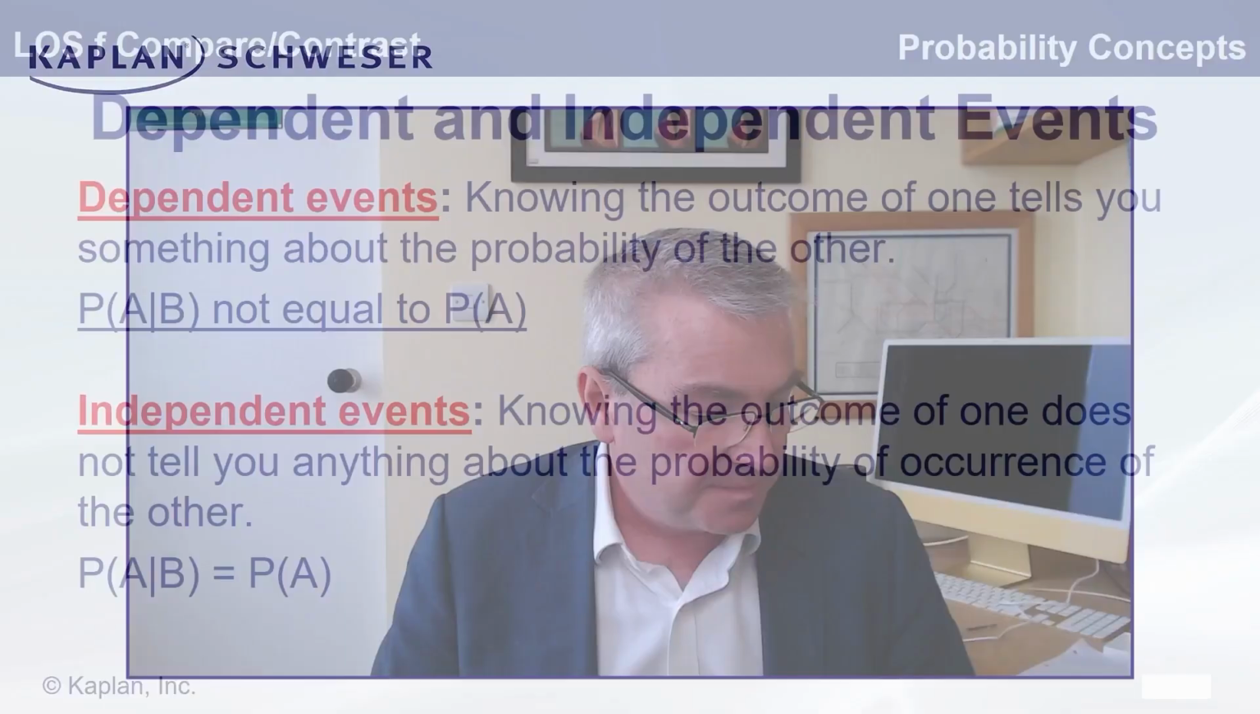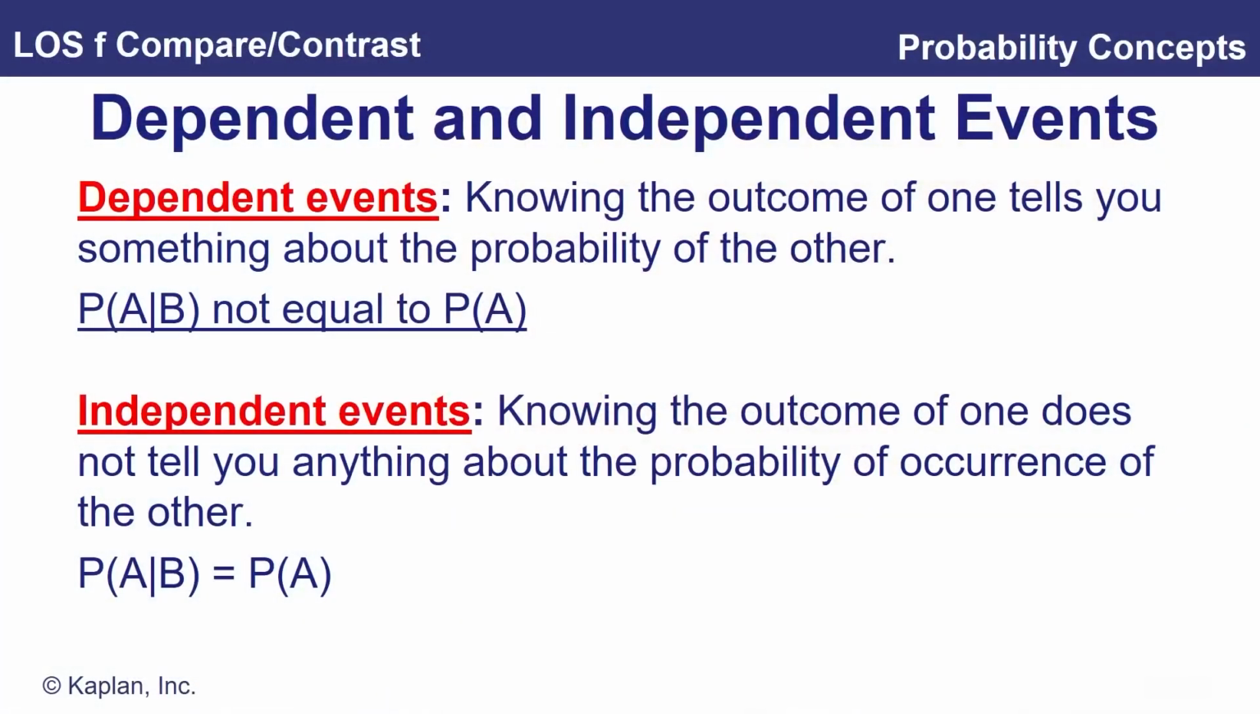Hello there and welcome back to our module on probabilities, and we're going to be looking at dependent and independent events. We'll be returning to look at the total probability rule, and we'll start to look at expected values. So our first learning outcome statement here asks us to compare and contrast between dependent and independent events. Let's start with independent events.